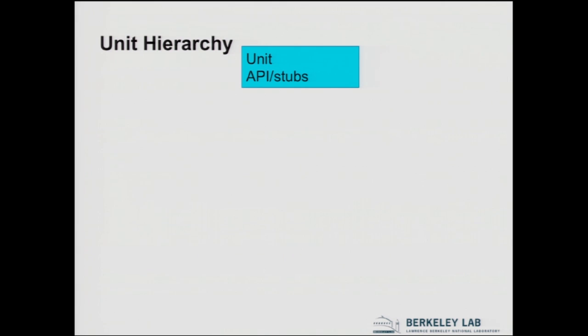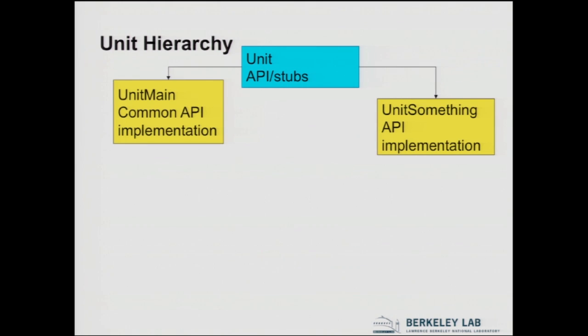So this is what a unit hierarchy in Flash looks like. Every unit starts with a capitalized name, and there is the definition of its API and the stub implementation of every single function in the API, because the stub implementations are inherited by all of the specific implementations for that functionality that you develop. This unit now has 2 subunits. There is the main and something else. Every unit will have a unit main, which is where the primary functionality of that unit is implemented.